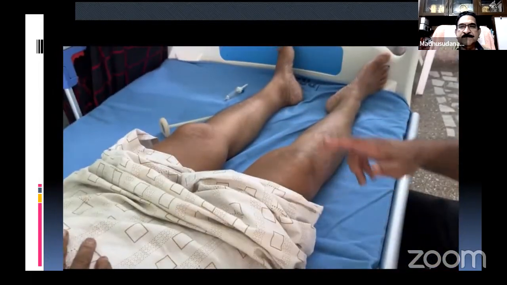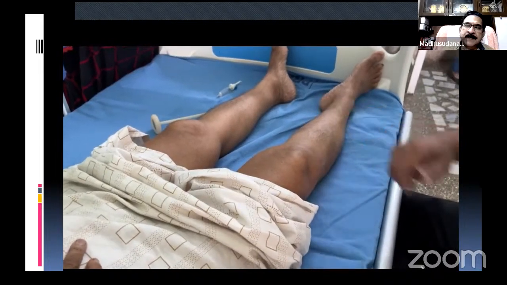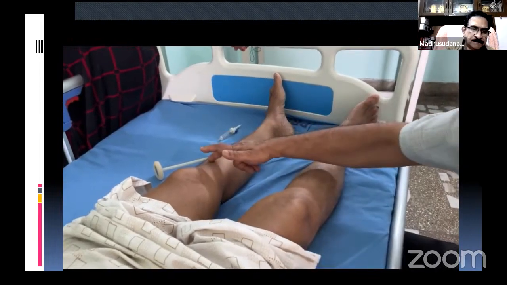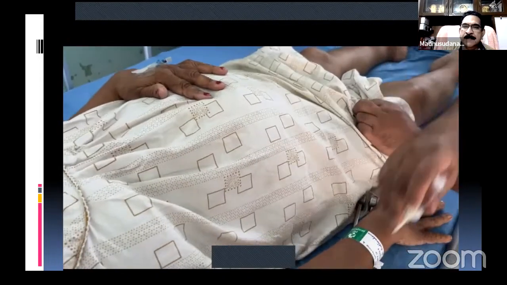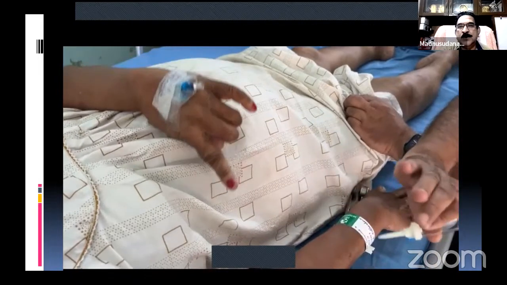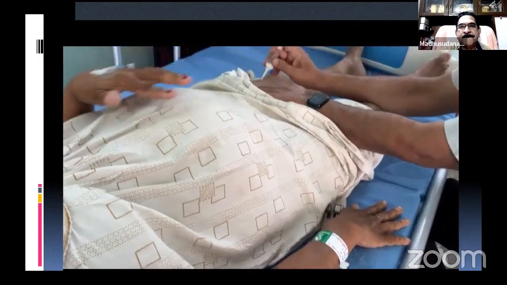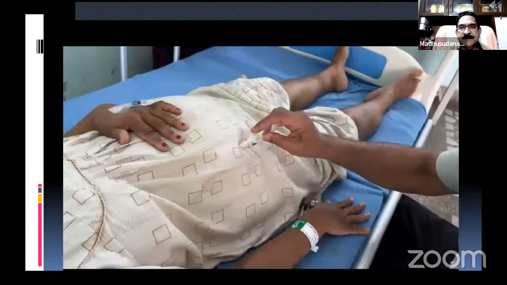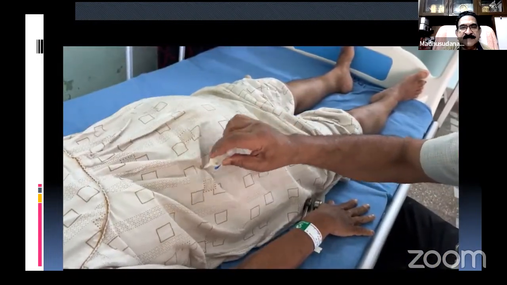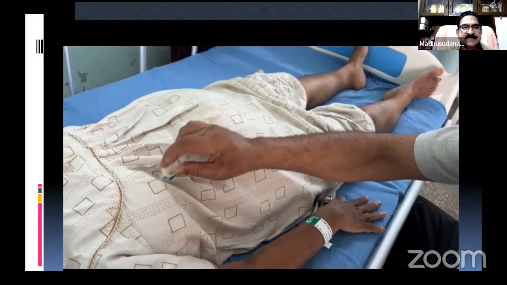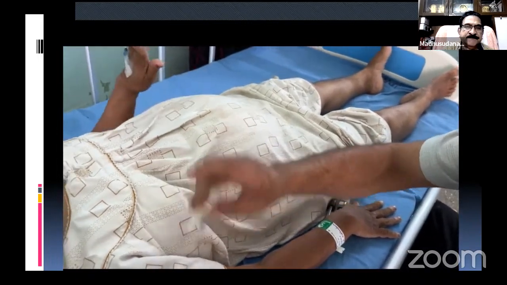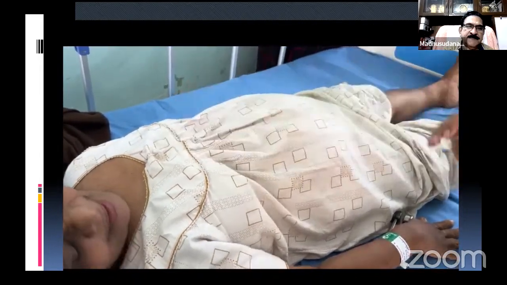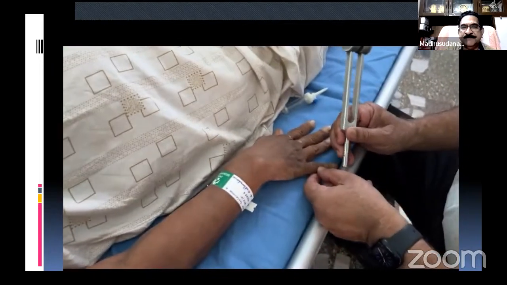The sense is normal in the upper limb, normal in the lower limb also. But pain, she's telling, is decreased in the lower limb. On checking the pain upward, she will point where the pain is. There she is feeling the pain, somewhere around D4 level.